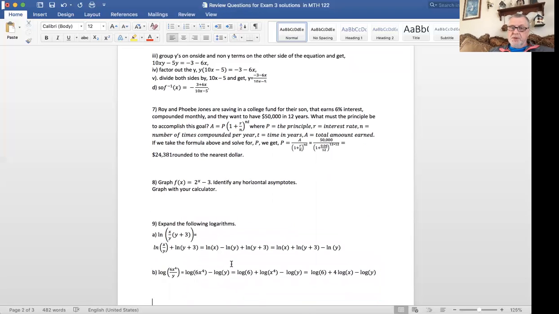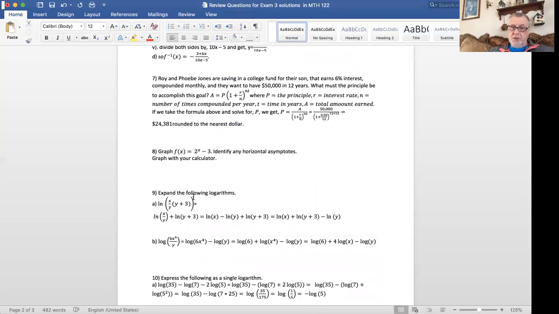Expanding logarithms using log rules. So we have a log of a product, x over y times y plus 3. Our first expansion is to write the natural log of x over y plus the natural log of y plus 3. Remember, the log of a product is the sum of the logs.